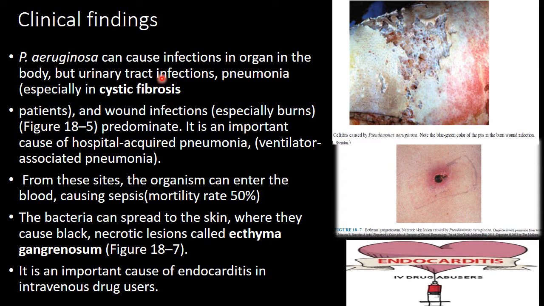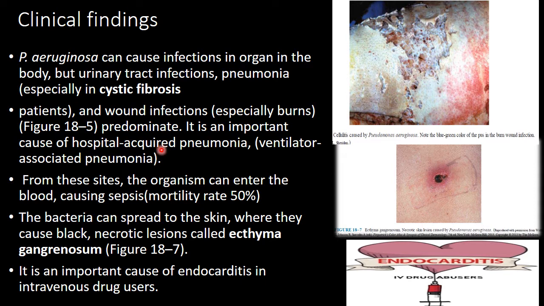These 3 infections, UTI, pneumonia, and wound infection, especially in burn patients, are the most predominant. It can cause disease in every part of the body, but these 3 infections are most predominant. Actually, it causes hospital acquired pneumonia, especially ventilator associated pneumonia.